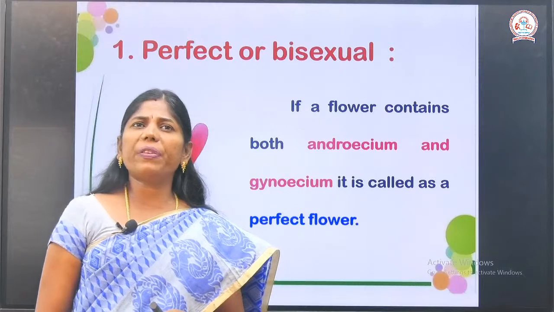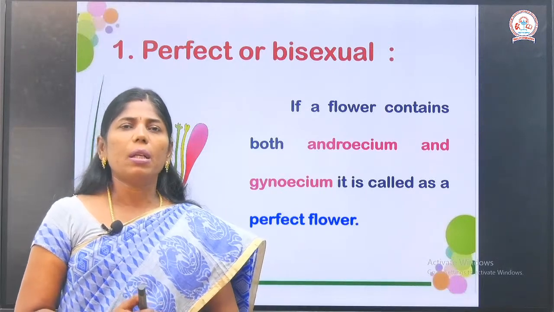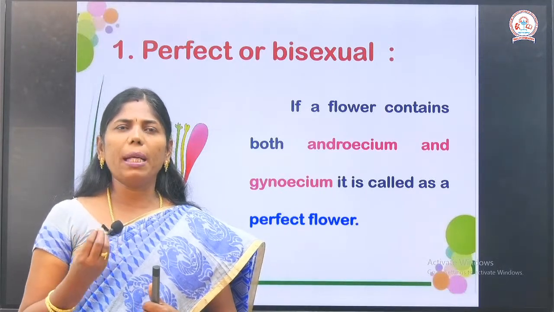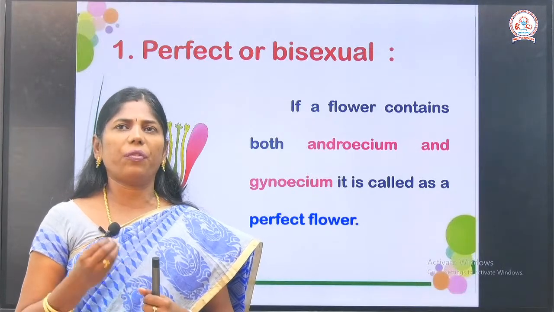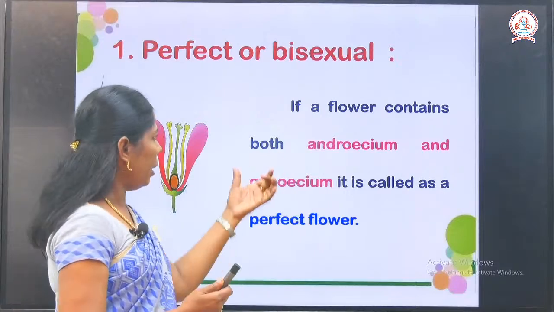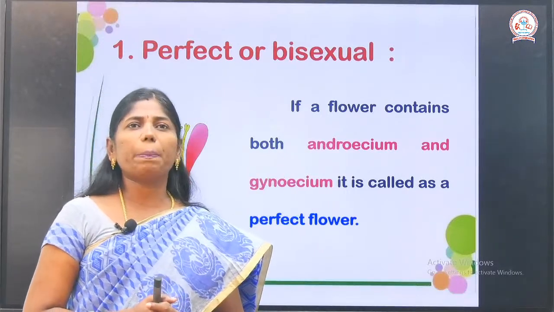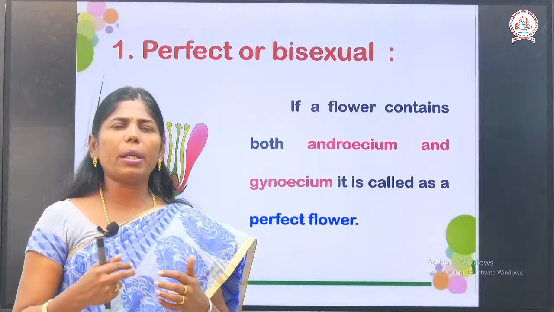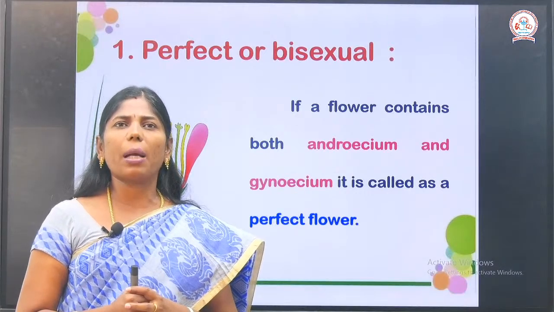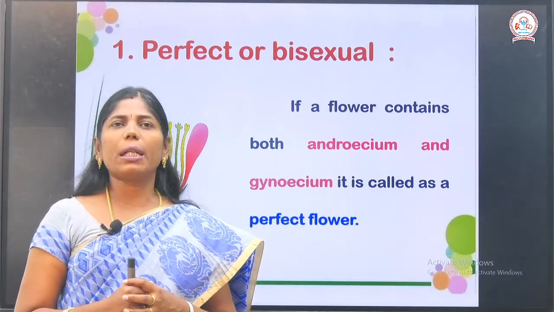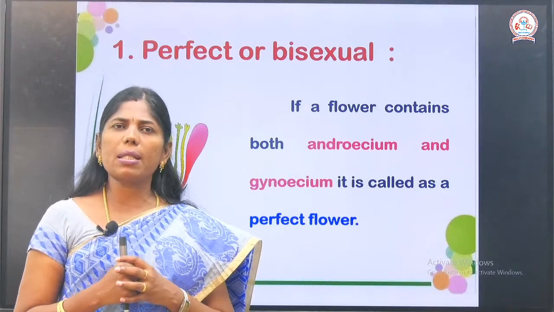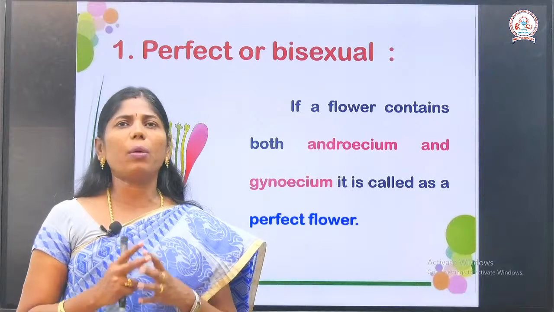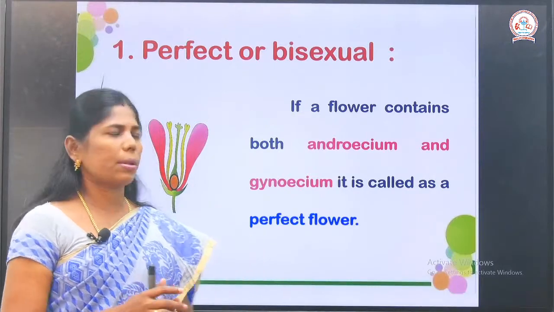So, what is a perfect or bisexual flower? If a flower contains both the male and female sex organs, that is, androecium and gynoecium, it is called a perfect flower. If either one is absent, it is considered a staminate or pistillate flower. That is a unisexual flower. Bisexual means both sex organs are present; unisexual means only one of the sex organs is present.